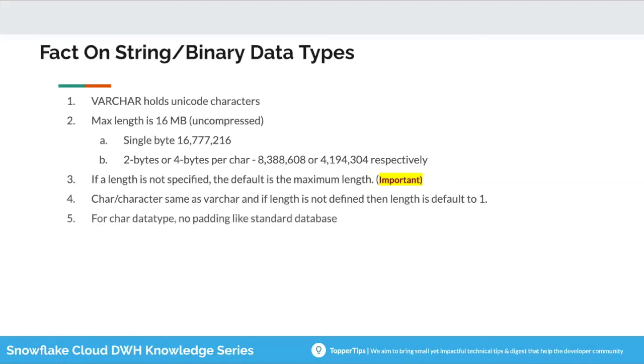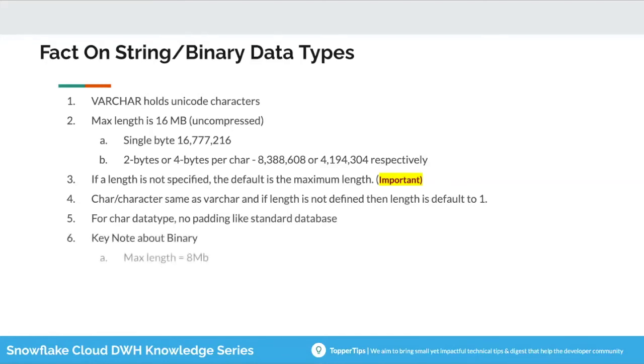For a character data type, there is no padding like in standard databases. So we know that if you have defined a varchar or char of 3, even if you give a single character value, the rest of the empty fields will be padded with spaces, but that is not the case in Snowflake.